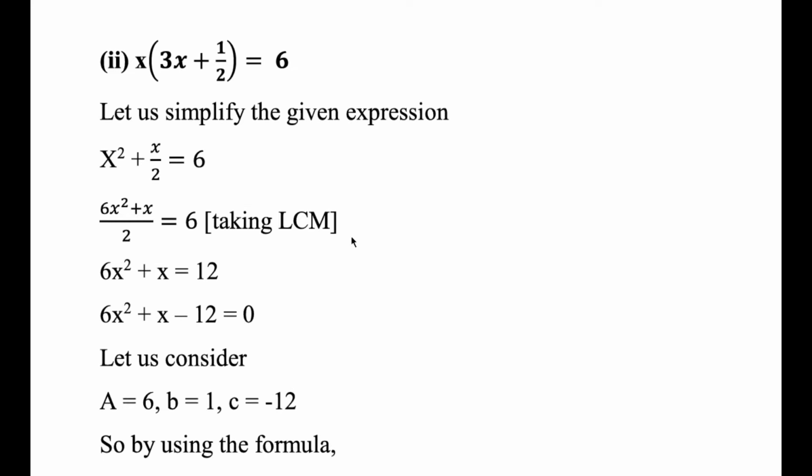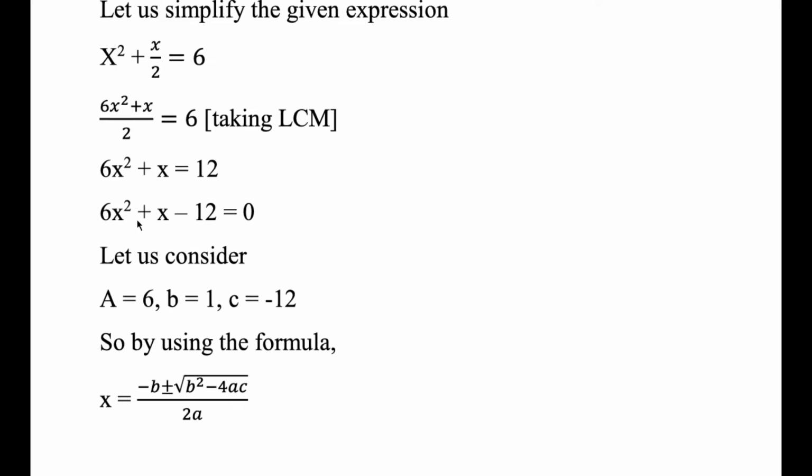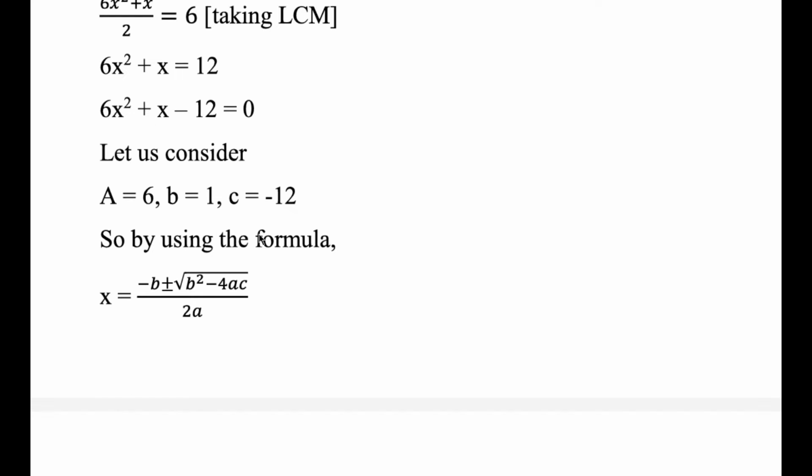Come to the next problem. x(3x + 1)/2 = 6. First do the left hand side, or the right hand side. Taking the LCM, you will get 6x² + x − 12 = 0. So a will be equal to 6, b will be equal to 1, c will be −12.